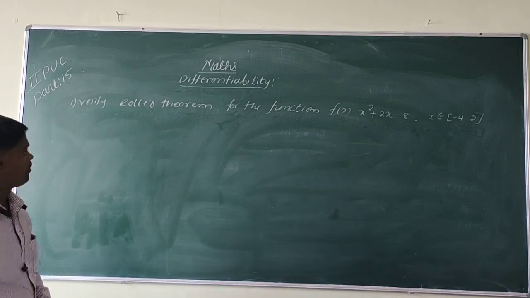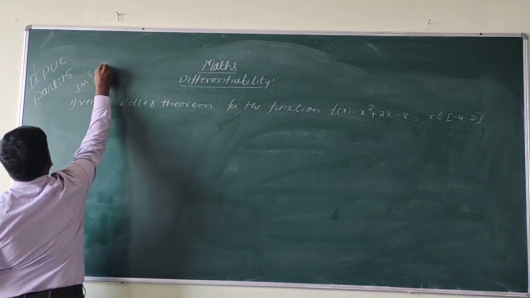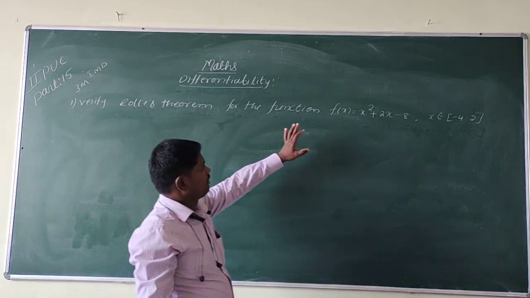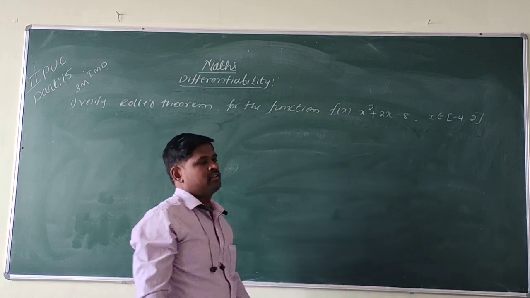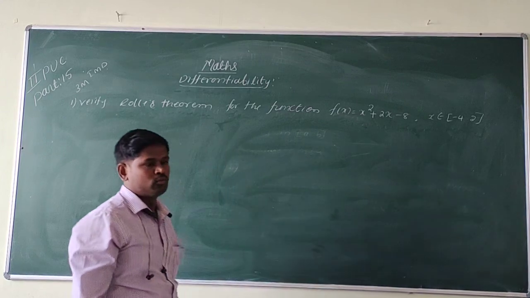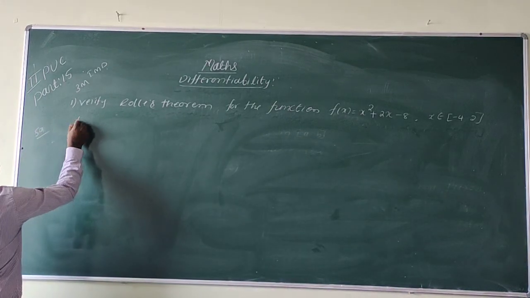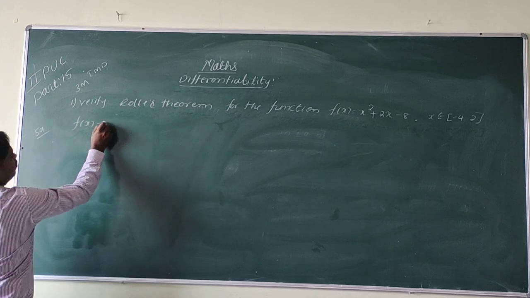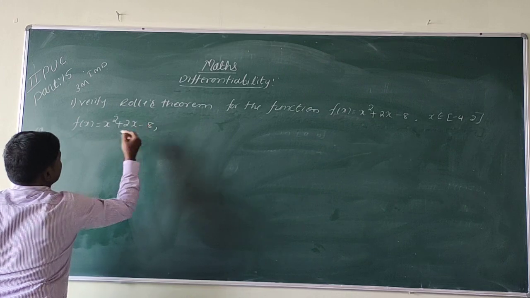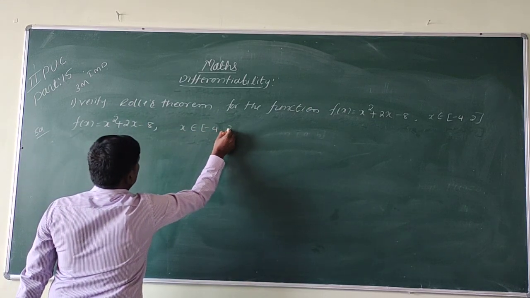This is required for 3 marks. So it is a 3 marks problem, important. Verify Rolle's theorem for the function f(x) is equal to x square plus 2x minus 8, where x belongs to [-4, 2]. Solution, verification. The given function is f(x) is equal to x square plus 2x minus 8, and x belongs to [-4, 2].